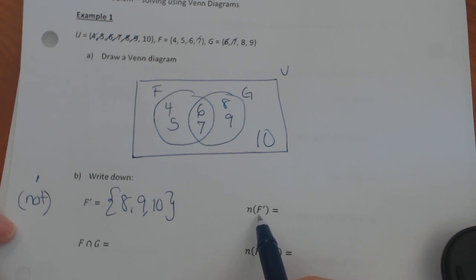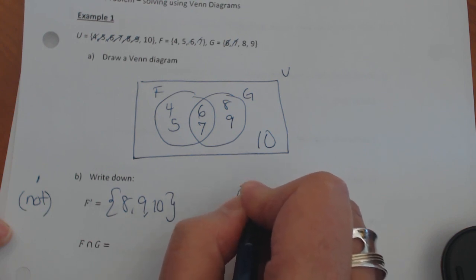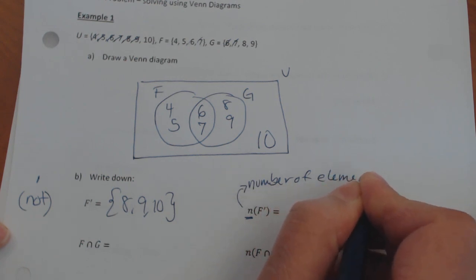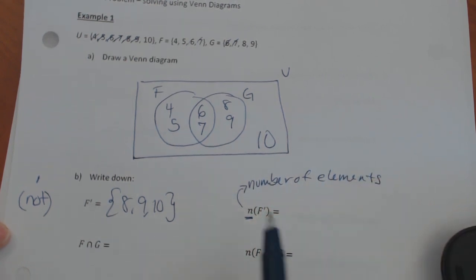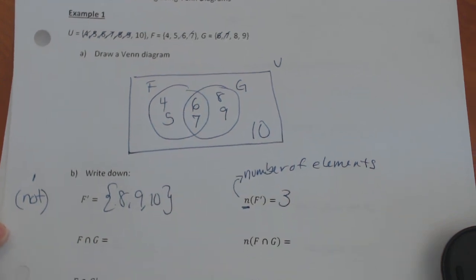Now I'm going to go here. This is requesting for you to write down the number of elements. So remember this N right here, this means number of elements. So it wants you to count how many numbers you have. Basically I have 1, 2, 3. I have 3 numbers not in set F.